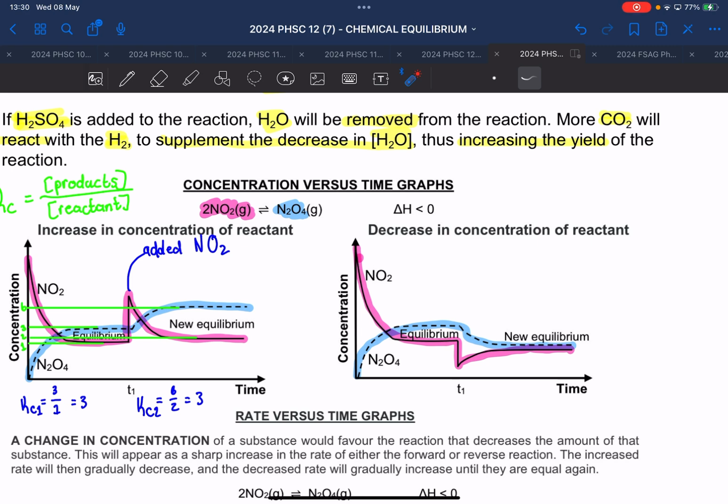So we have now more products, less reactants. So how do we fix it? We use our products to make more reactants. So the backward reaction is taken. So the backward reaction is favored. Okay, now let's add it here.